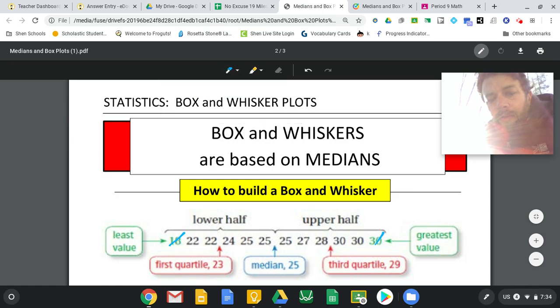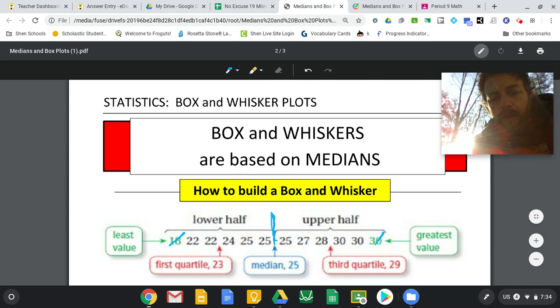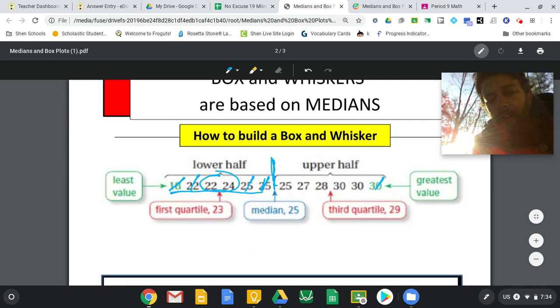And this has already been done for you to find the median of 25 right here. But then you find the median of just the lower half over here. And you do that by crossing a number off on either side. And you can see I've crossed off two numbers on either side, leaving me with these two numbers, 22 and 24, which has an average of 23. So they say the first quarter of the data, the first quartile, is in fact 23.